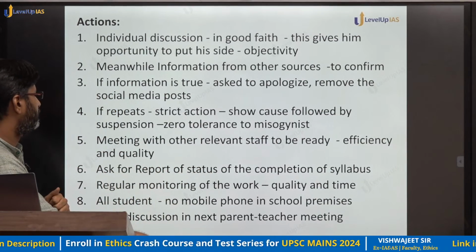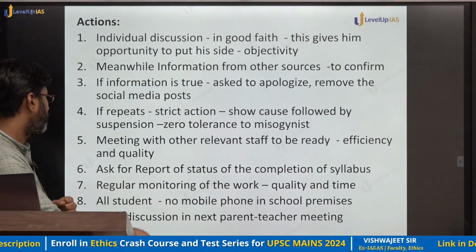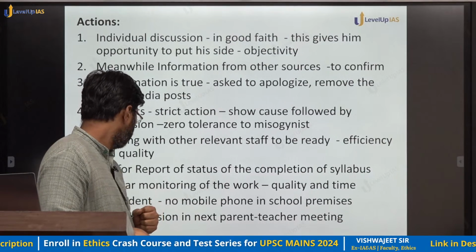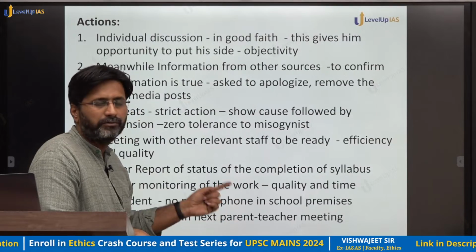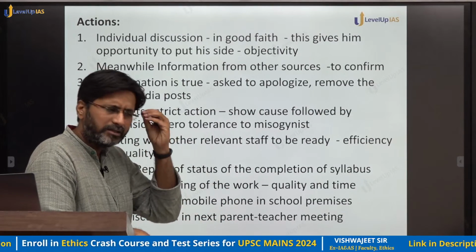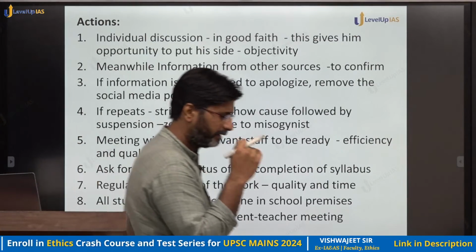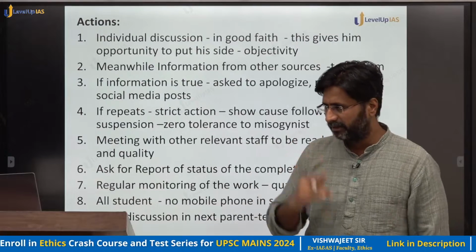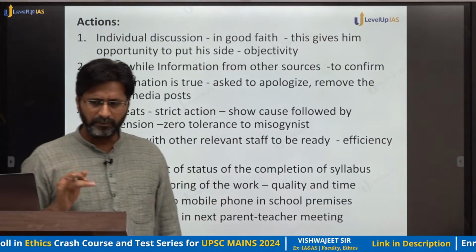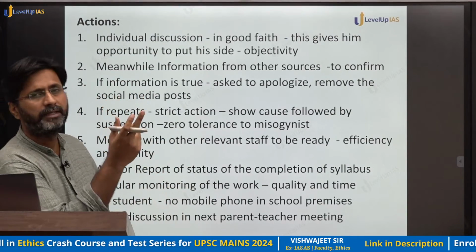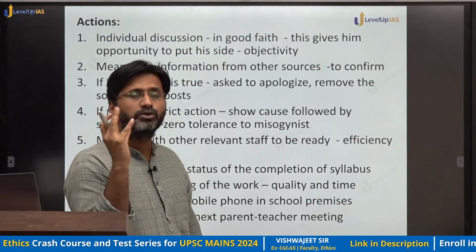Ask for a report on the status of the completion of the syllabus. Regular monitoring of the work, quality and time. All students, no mobile phones in the school premises. Issue discussion in the next parent-teacher meeting. These two are new creative suggestions: let's not bring in mobiles, especially for students who are 10th standard and lesser. Why should they need mobiles, at least in the premises of the school? And in the parent-teacher meeting this can also be communicated to them, that let's not give mobiles to them. At least the mobile should not have any social media per se.